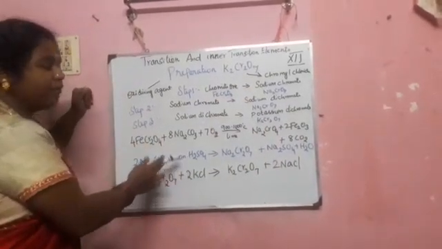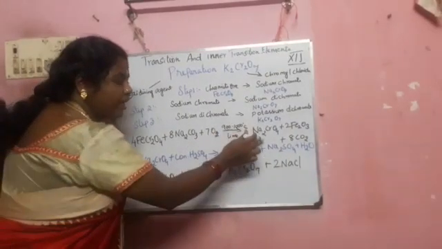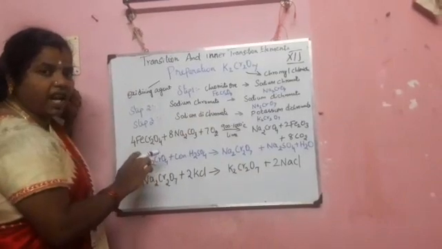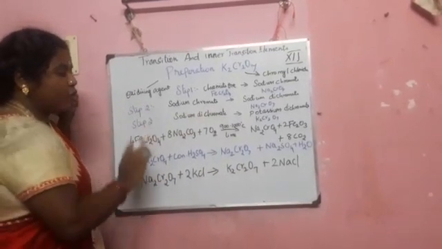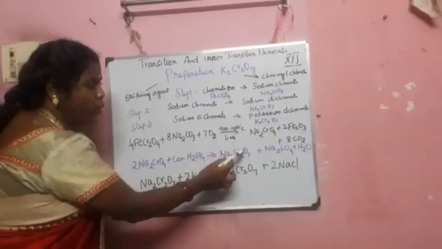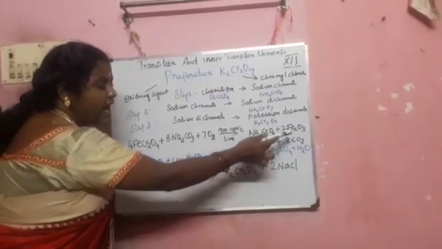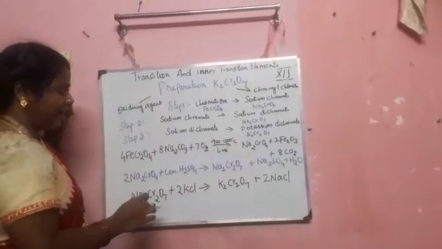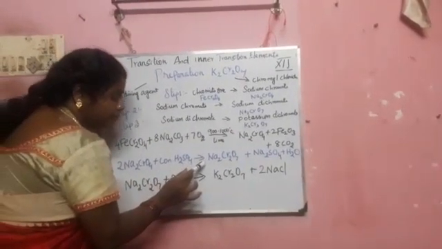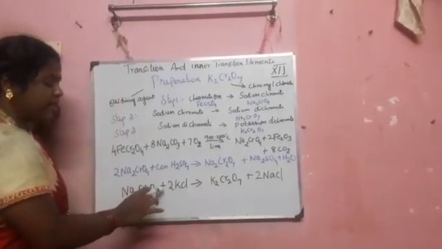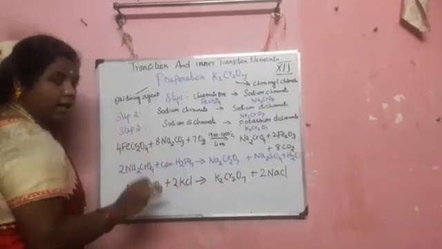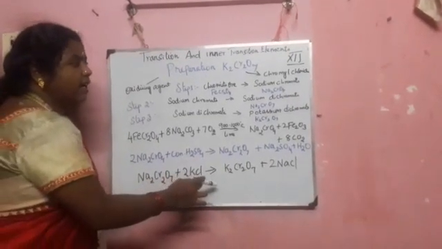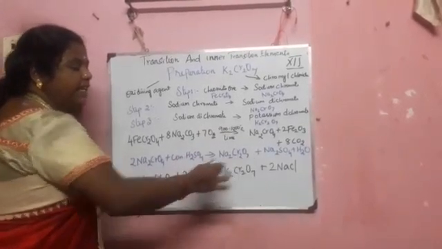Then the second step: we acidify the sodium chromate. Na2CrO4 is acidified with sulfuric acid, and we get sodium dichromate and sodium sulfate, and water is also evolved. The last and final step: the sodium dichromate is reacted with potassium chloride. Easily the sodium is replaced by the potassium, so you get potassium dichromate and NaCl.